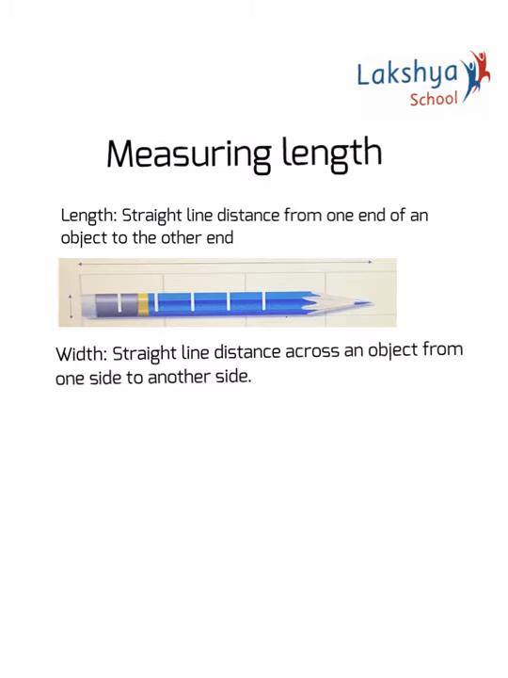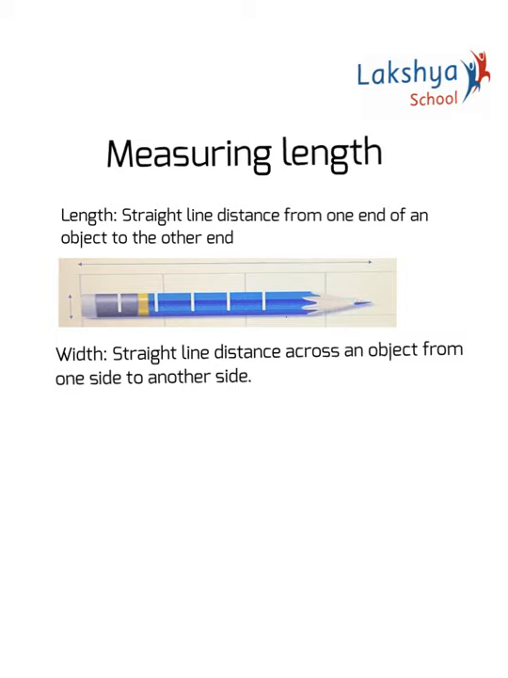Measuring length. We know that length is a straight line distance from one end of an object to the other end. Over here I have taken an example of a pencil. So the length is the distance from one end, that is the eraser over here. Can you see here? From one end of a pencil to the other end. This is the length of the pencil.